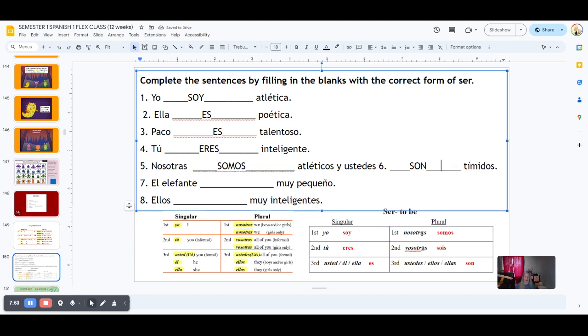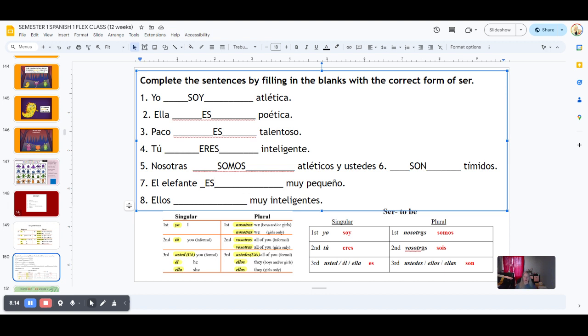7, el elefante, the elephant. Well, we know that it's el elefante, so it's a masculine word. So that's a he, el elefante, corresponds with es. So el elefante es muy pequeño. The elephant is very small, pequeño, small.